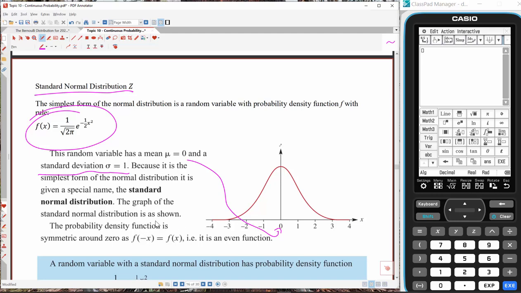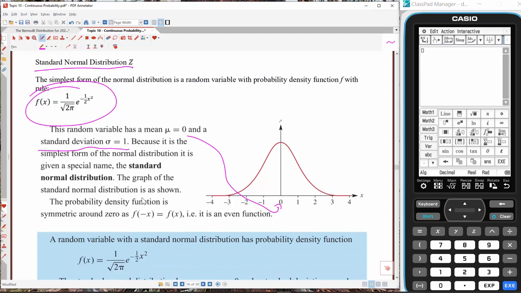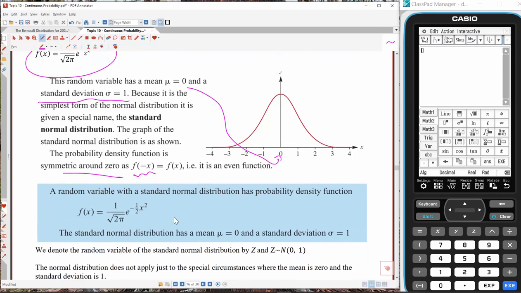And yeah, it's shown to the right. And if we reflect it in the y-axis, then we get the same function again because it's an even function. So the probability density function is symmetric around 0 because when I try to reflect it, I get the same thing in return.